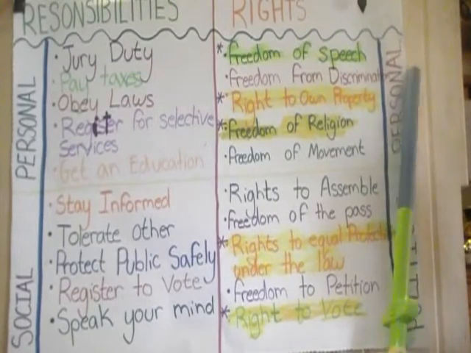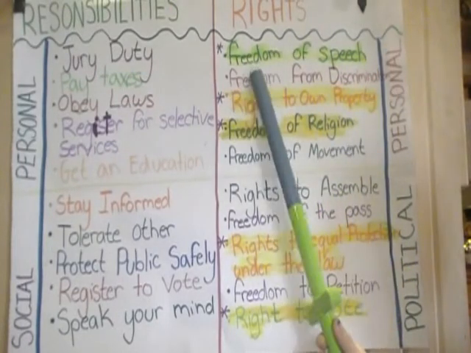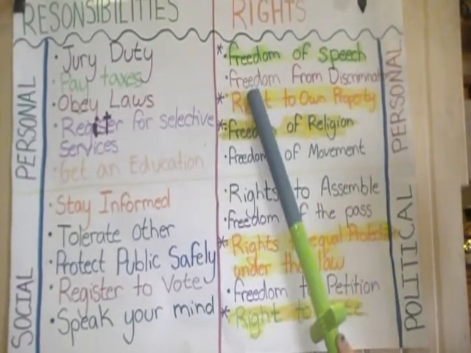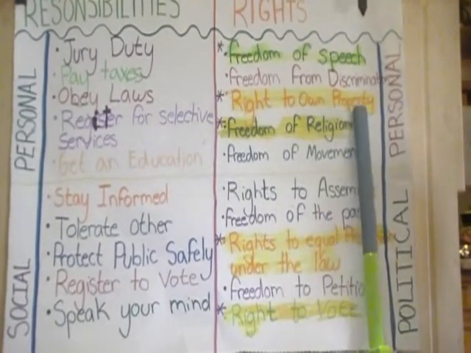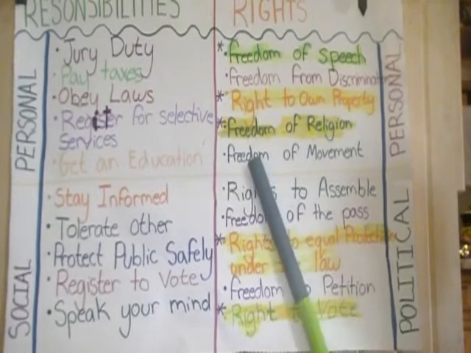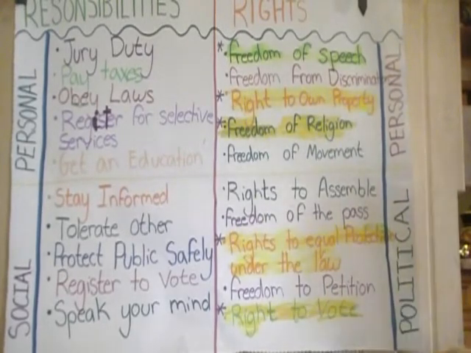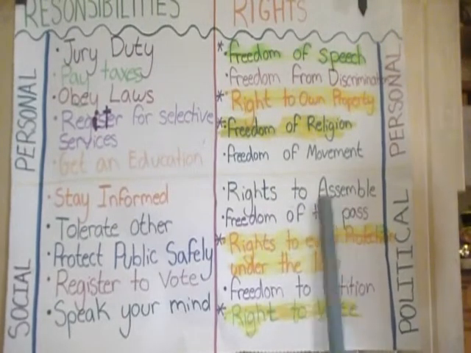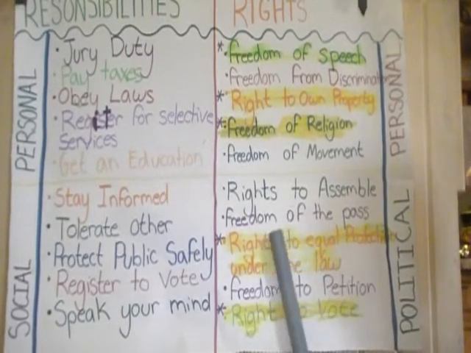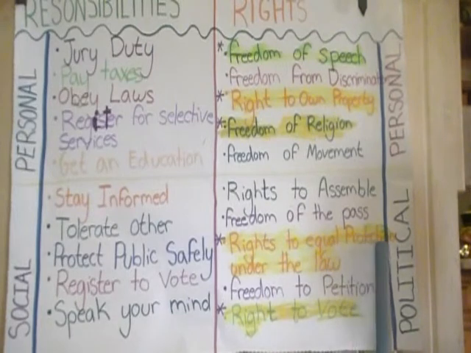So under personal rights is freedom of speech, freedom from discrimination, rights to own property, freedom of religion, and freedom of movement. Now we're going to look under political rights, and that's rights to assemble, freedom of the press, rights to equal protection under the law, freedom to petition, and rights to vote.